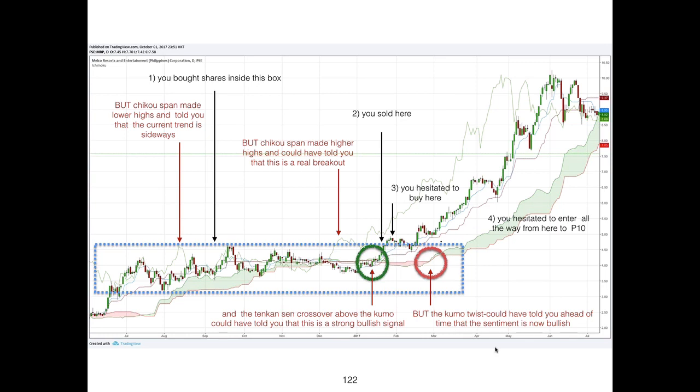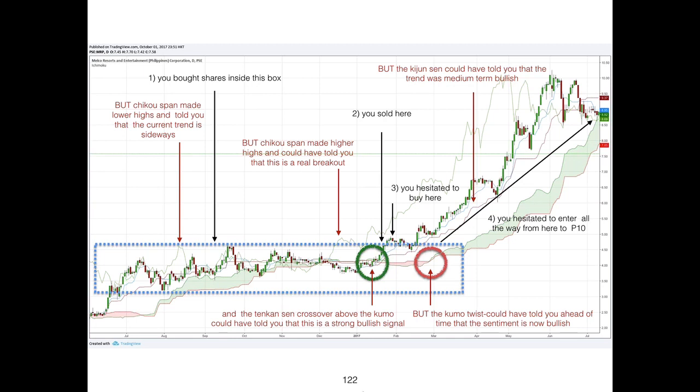You hesitated to enter from here all the way to 10 pesos. However, if you looked at the Kijun-sen, it could have told you that it is supporting the price. The medium trend was bullish. And every time prices went back to the Kijun-sen, it gave you an opportunity to buy. On top of that, the Kumo was a thick one, showing strong support for the uptrend.